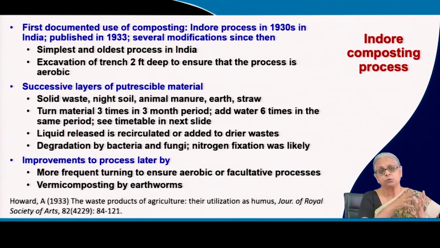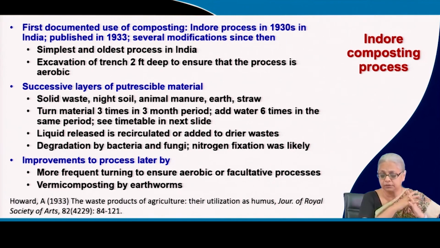Now, what they found is that degradation was done by a combination of bacteria and fungi, and they also think that the nitrogen content of the final compost was higher than what was put into the pit. So it's quite likely that nitrogen fixing bacteria were active during the composting process. There are several improvements to this process, and people have tried to improve the process by making it more aerobic, by making the turning frequency higher, by providing aeration, and so many other modifications have been tried.